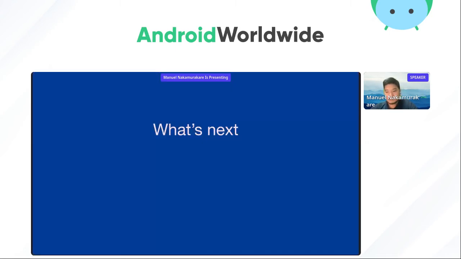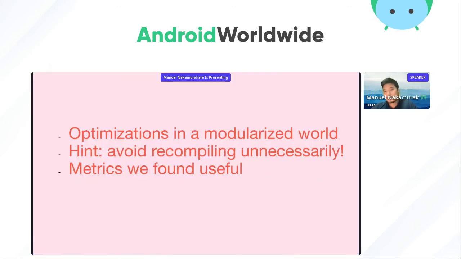And what's next? In terms of the optimizations that we saw, what is next is to modularize and also be mindful about how we modularize. That is going to be my future talk: I'm going to talk about optimizations in a modularized world. One big hint is to avoid recompiling unnecessarily, because even though you modularize and you are building a lot of things in parallel, building unnecessarily can really slow things down.